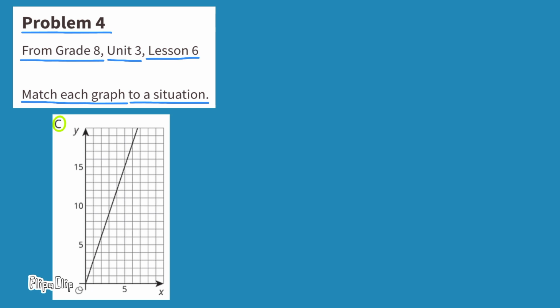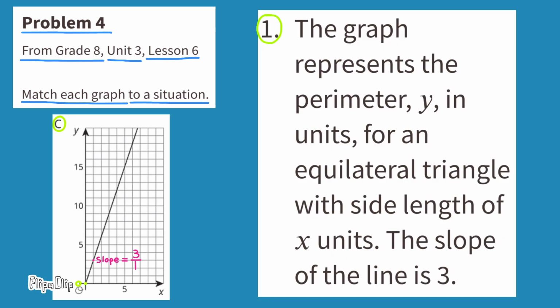Graph C has a y-intercept at the origin, so the y-intercept for graph C would be 0. It has a rise of 3 and a run of 1. 3 over 1 is 3, so it has a slope of 3. Let's look for a situation that has a y-intercept of 0 and or a slope of 3. Look at situation number 1. The slope of the line is 3. Graph C matches up with situation number 1.